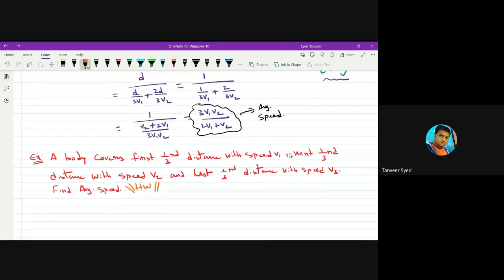This is one model of questions which can be asked on average speed. Another model.